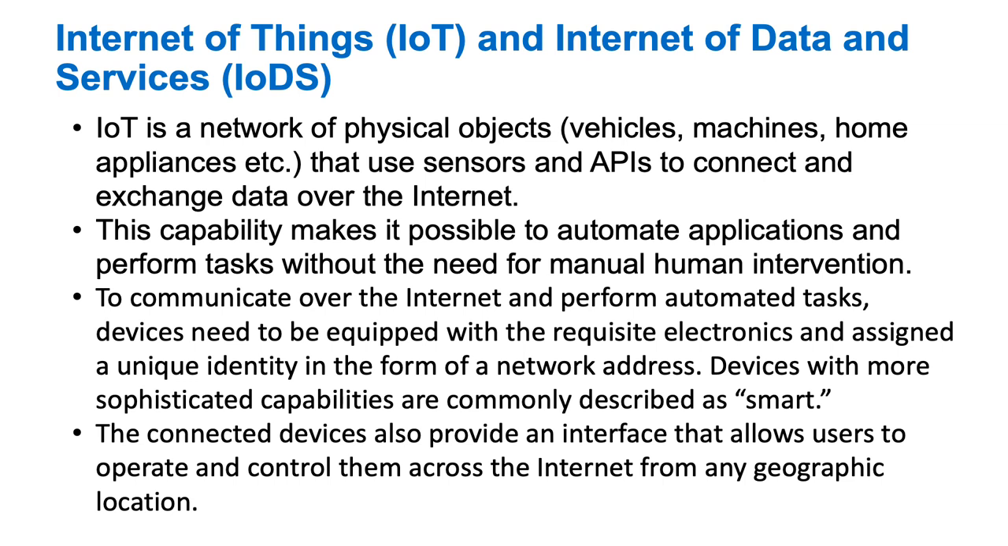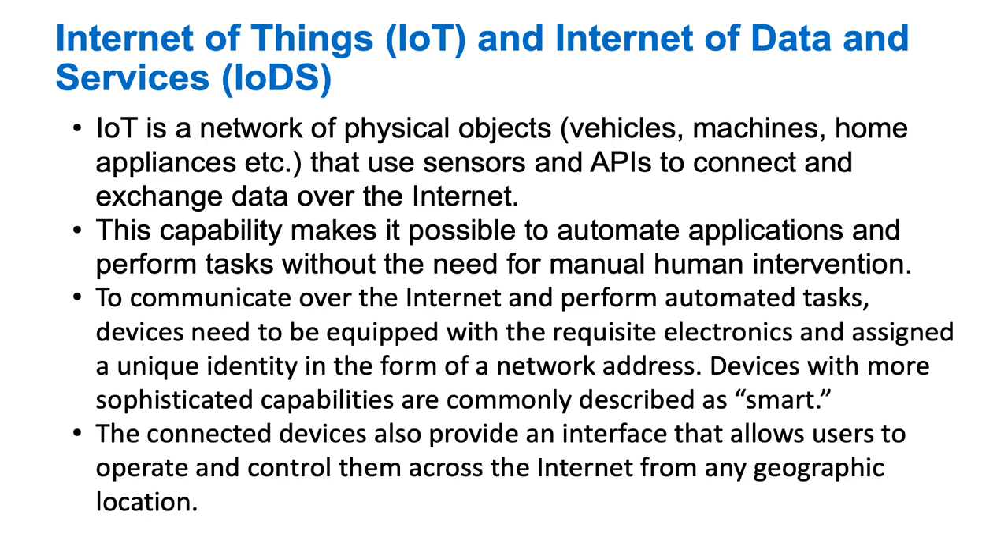The capability of connecting and exchanging data over the internet makes it possible to automate applications and perform tasks without the need for manual human intervention. To communicate over the internet and perform automated tasks, devices need to be equipped with the requisite electronics and assigned a unique identity in the form of a network address. Devices with more sophisticated capabilities are commonly described as smart.